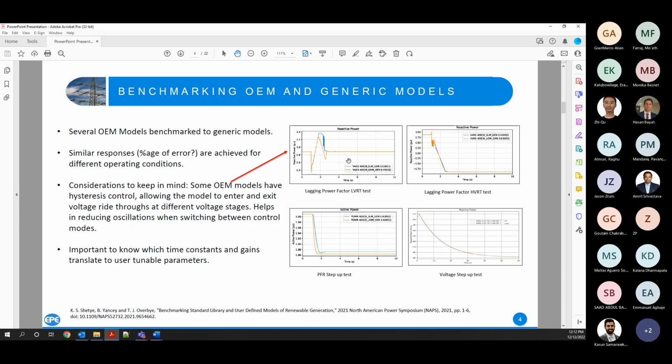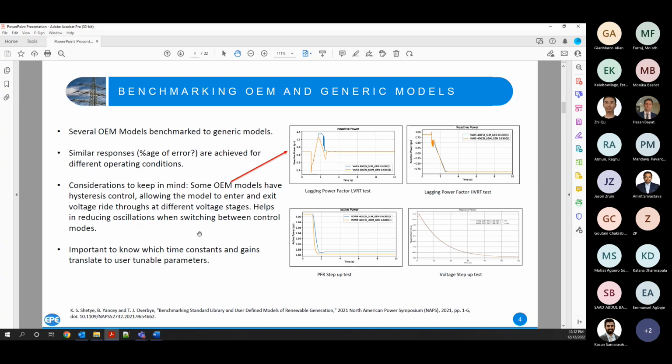Of course, it's important to note that different models have different nuances and different tricks. This is a very nice plot which shows that in orange you have the user-defined model, and in blue I've plotted the standard library model, where you see there are some oscillations when the inverter models are entering and exiting, because the generic models, of course, don't have hysteresis built in. With hysteresis in the OEM models, as you can see, it's a much clearer transition from the VRT mode to the steady state value after the fault is cleared.